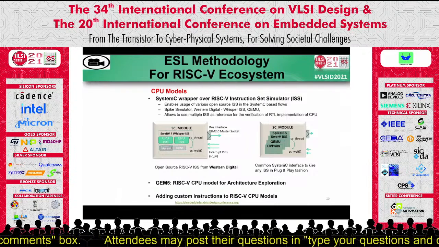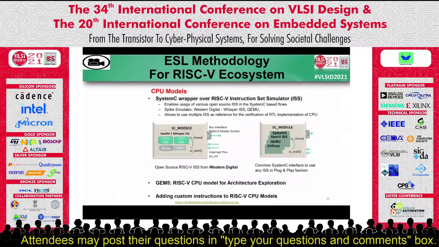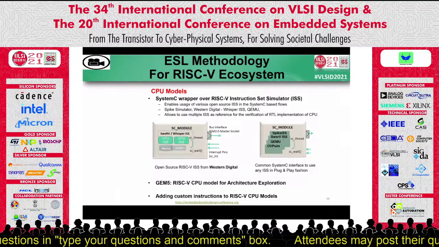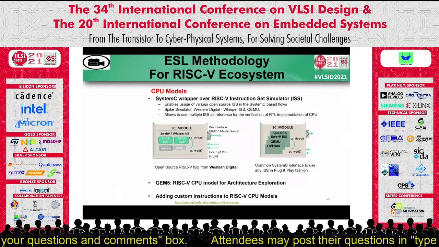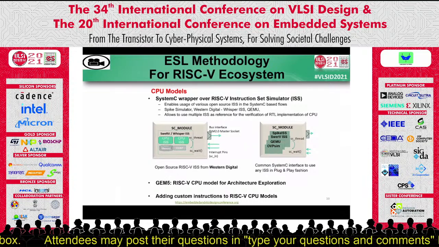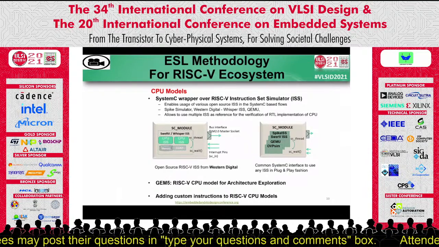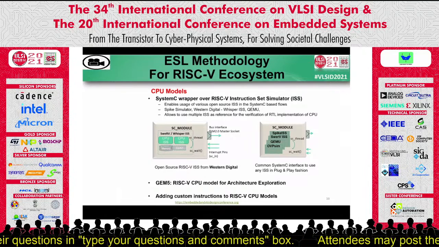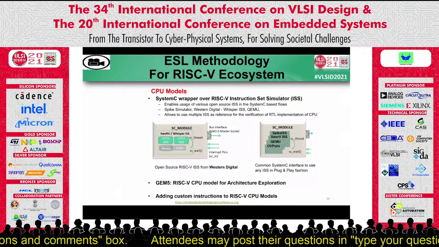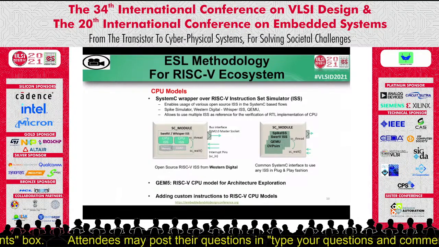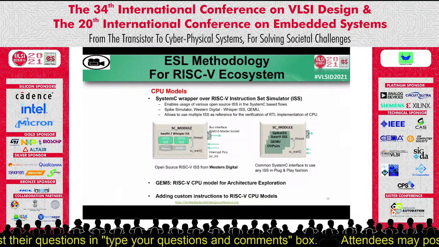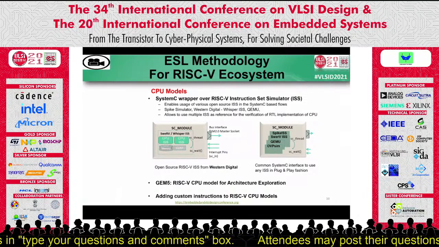One of the important components in the ESL flows is the CPU models. So let's say for a virtual prototype, the CPU models are mainly the fast instruction set simulators, which provide the SystemC interfaces so that these can be used in the virtual platforms. In the RISC-V space, there are several open source ISS already available, like the Spike simulator, Whisper ISS from Western Digital, or QEMU. So at Circuit Sutra, we developed SystemC wrappers around these ISS so that these can be very easily utilized in the SystemC based virtual platforms.